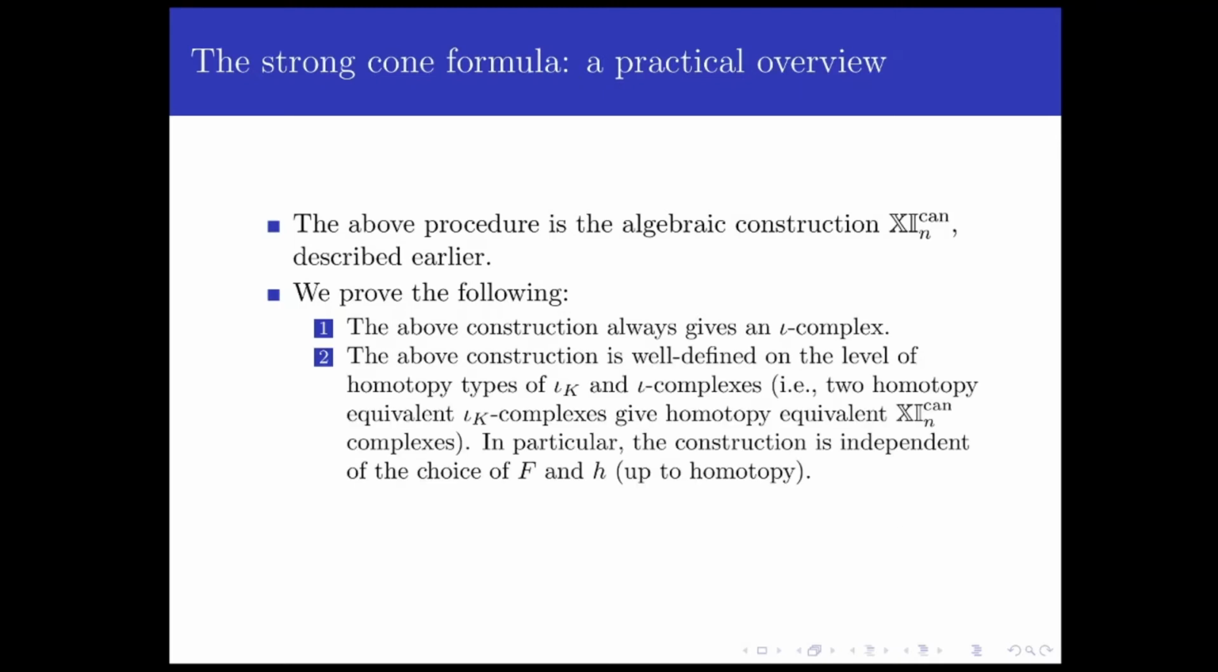And it's well defined on the level of homotopy types of iota K complexes and iota complexes, in the sense that if I have two homotopy equivalent iota K complexes, then the canonical involutive mapping cones that we've constructed are also homotopy equivalent as iota complexes. So that's probably the best one would hope for in terms of formalism. In particular, in the concrete construction we gave, it's independent up to homotopy equivalence of this choice of F and this choice of little h.